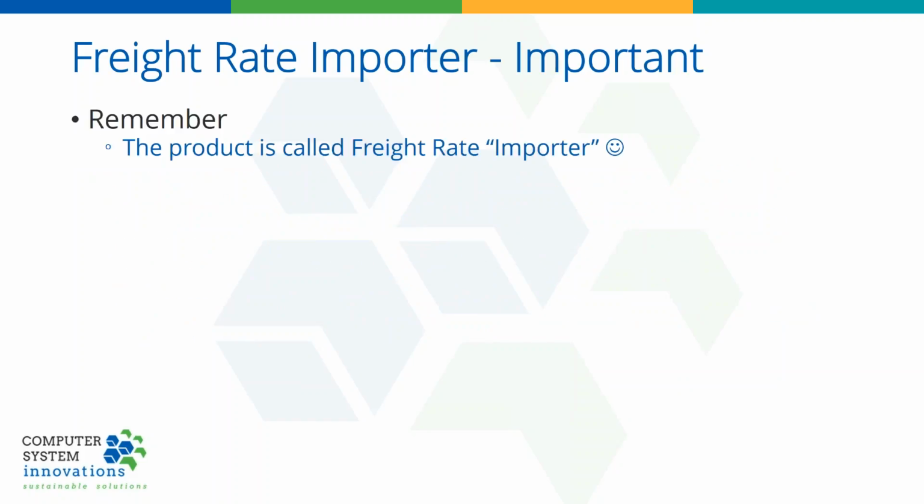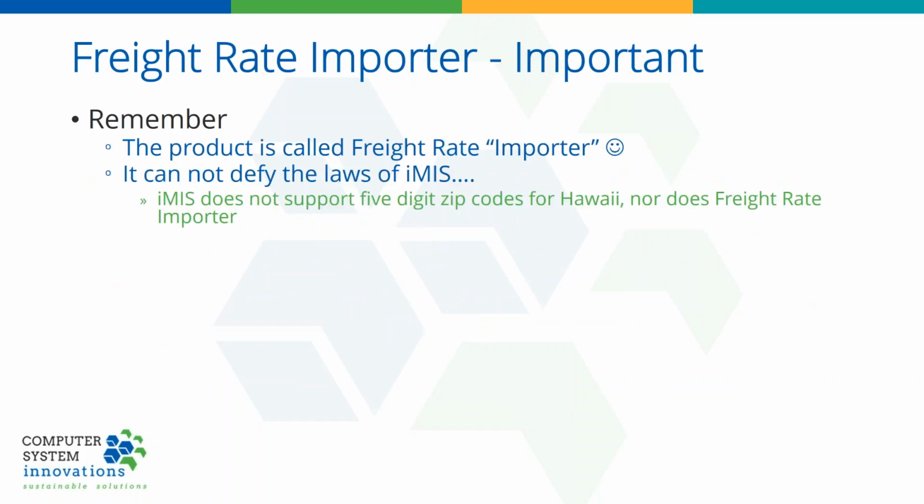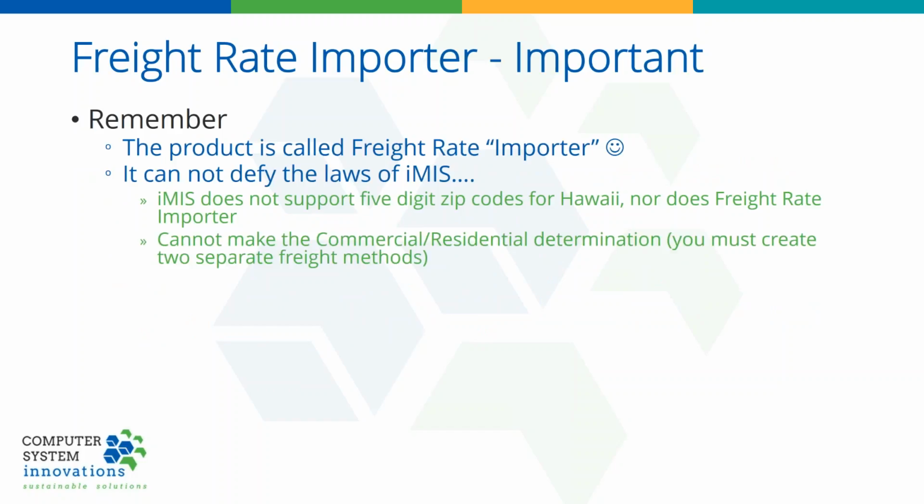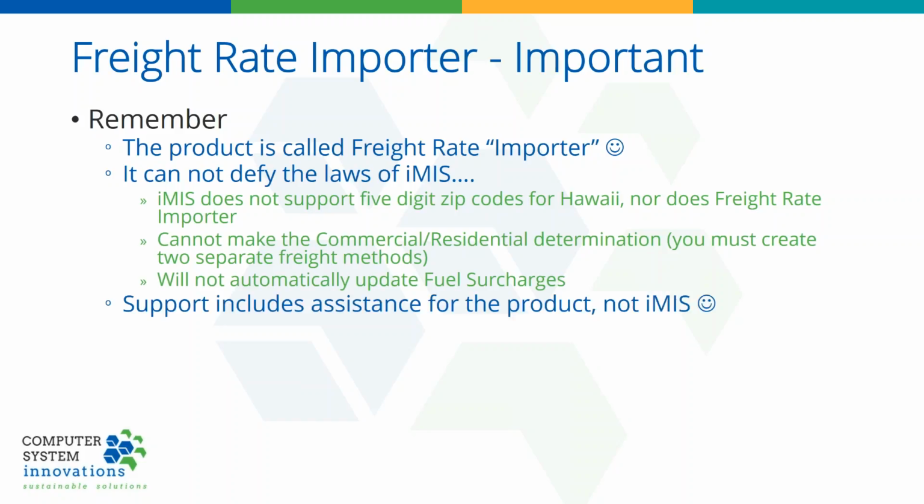The product is Freight Rate Importer, all right? It doesn't defy the laws of IMUS, like I said. It's not going to set up everything for you. It's not going to support the 5-digit zip codes because IMUS doesn't. It can't decide what a commercial or residential address is, so you're going to need to create 2 different shipping methods in IMUS if you want to support that. And it's not going to automatically update fuel surcharges. And then I hate to throw this in there. I told Brittany to soften it. The best we could do is, as I was going back to that story, we are happy to help you with the product. We do not include the setup of IMUS as part of our ongoing support.